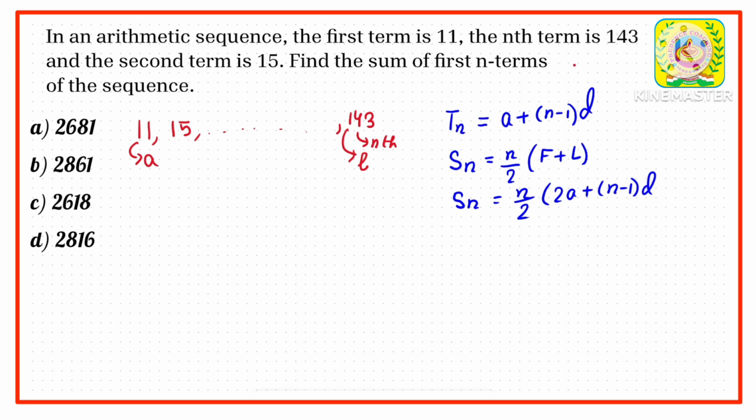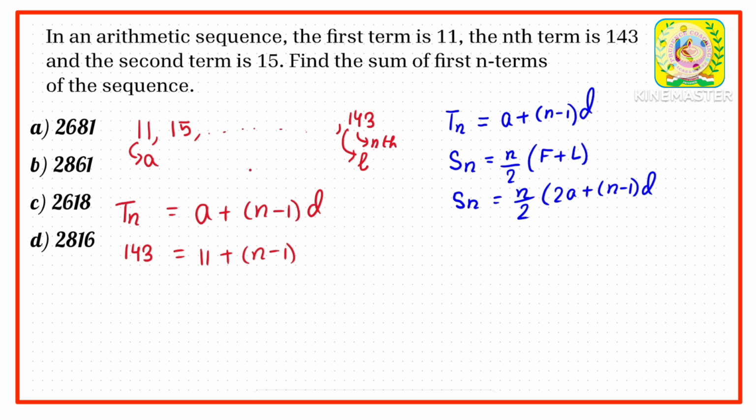To find the value of n, you need to use the general term formula, that is Tn equal to the first term, that is a, plus n minus 1 into d. As in the nth position we have 143, let us put 143 here, equal to the first term, that is 11, plus, we don't know the value of n, so let it be n minus 1 into the common difference.